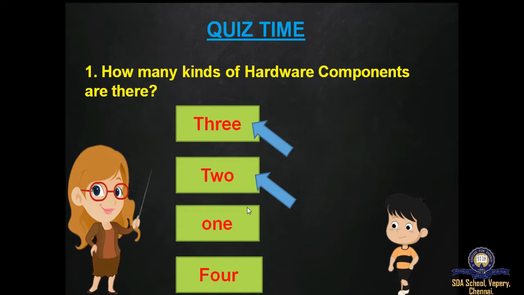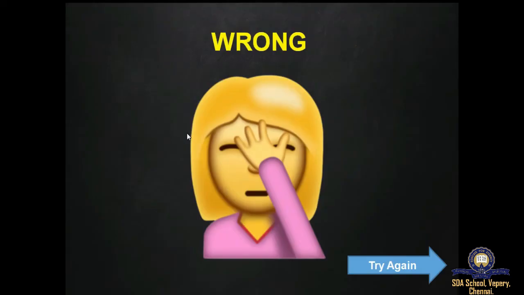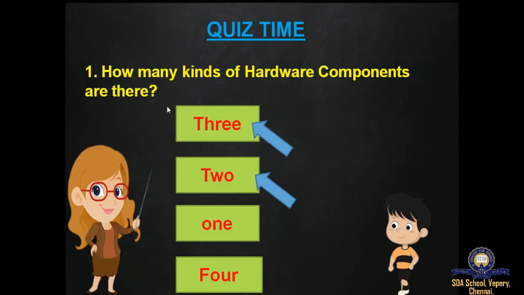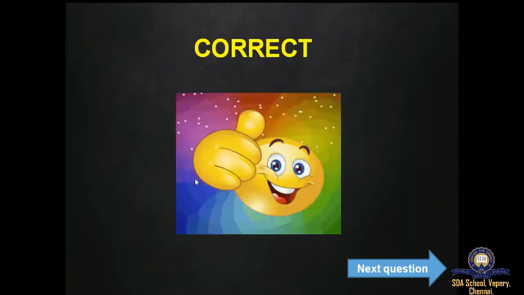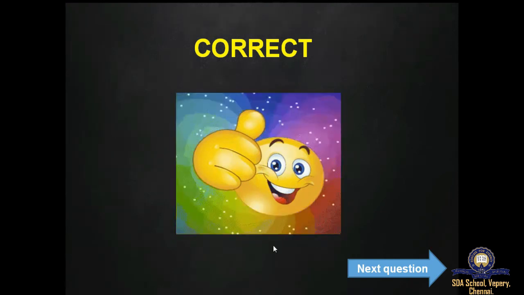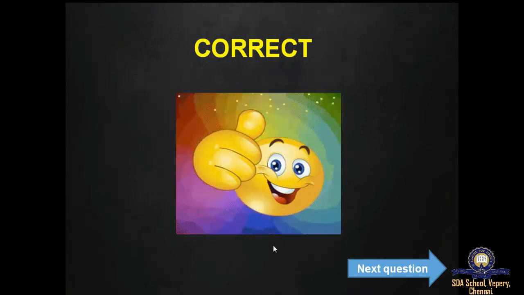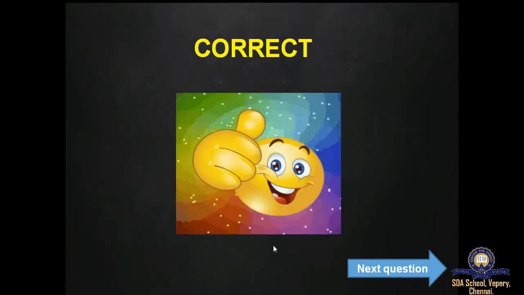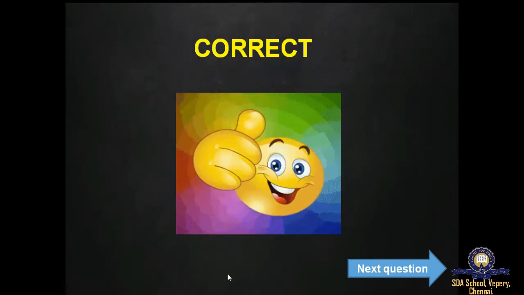No dear, you are not supposed to use 2 options. First, let me check with the first option. No, it's wrong. Okay, let me try one more time. Read the question properly. How many kinds of hardware components are there? Now we choose this option 2. Yes, correct. There are 2 kinds of hardware components, that is internal and external hardware components.